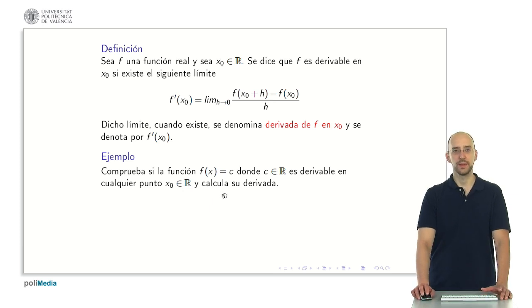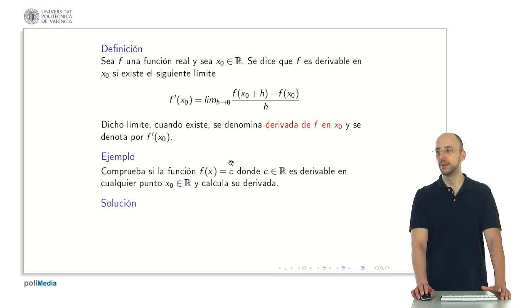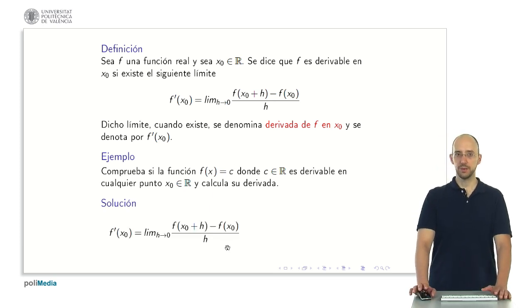Now we are going to calculate its derivative using this limit here. And that is very simple. To start, we rewrite the limit. The derivative in the point x sub 0 is equal to the limit when h tends to 0 of f of x sub 0 plus h minus f of x sub 0 divided by h. Exactly the same definition that is up here. What do we have to do?